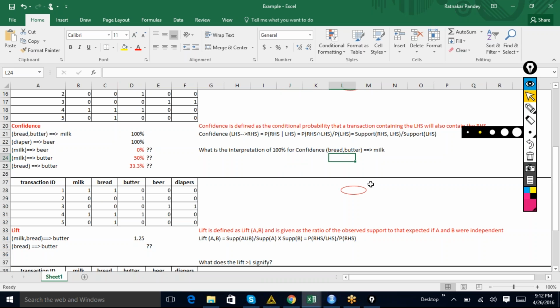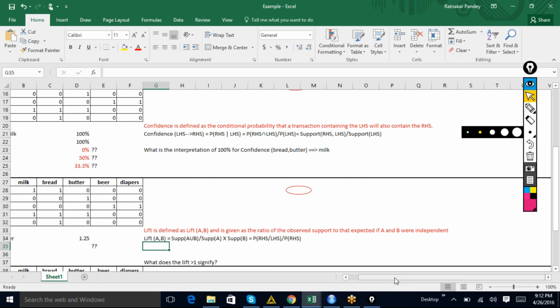So let's talk about the next concept, which is lift, right? It's a little bit more complex compared to the other one. So I'll just let you guys read it for a minute. Just digest what it says in the red font, and then I will explain in my own words.